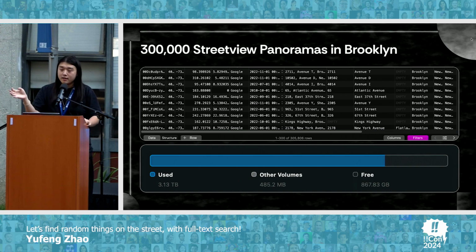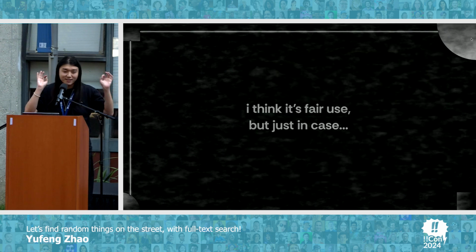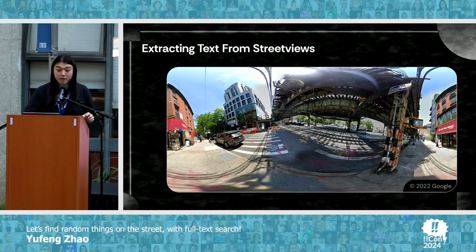Each spot is 5 meters away from each other, and I just sample all the latitude and longitude in Brooklyn. How? It's this GitHub repo that I'm not going to disclose because I don't want to spoil it. But yeah, it's a few Google searches away from getting it. And I think it's fair use of Google, but just in case, I'm not talking about how I download it. But extracting tags from street views is the main part.